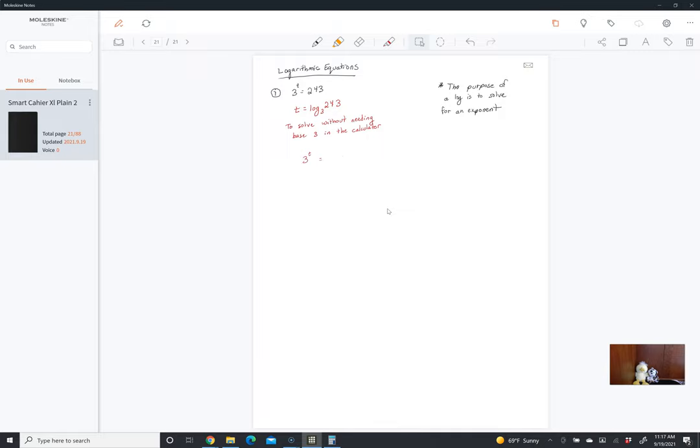is equal to 243. And we're going to take the log of both sides. We're doing it to both sides, so we're preserving the equality of 3 to the t and 243. So that's going to be our first step. Take the log of both sides.